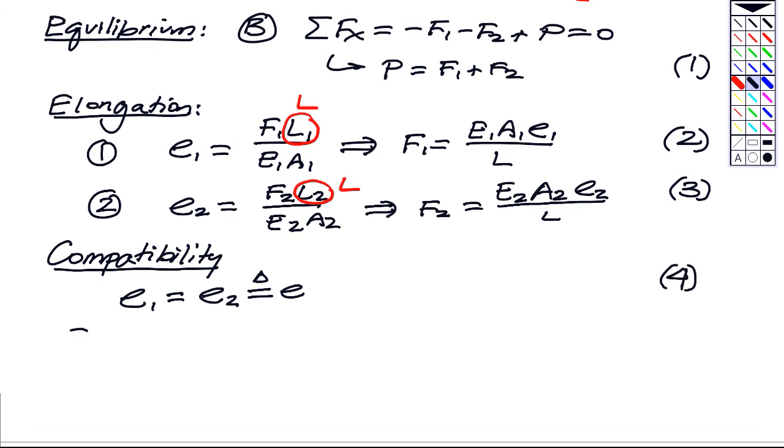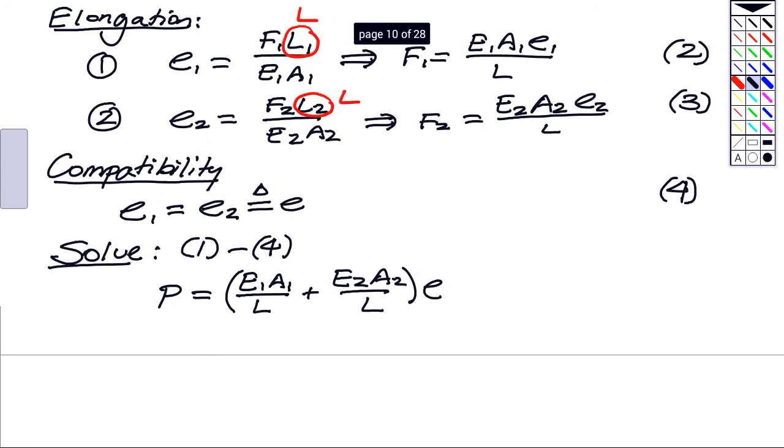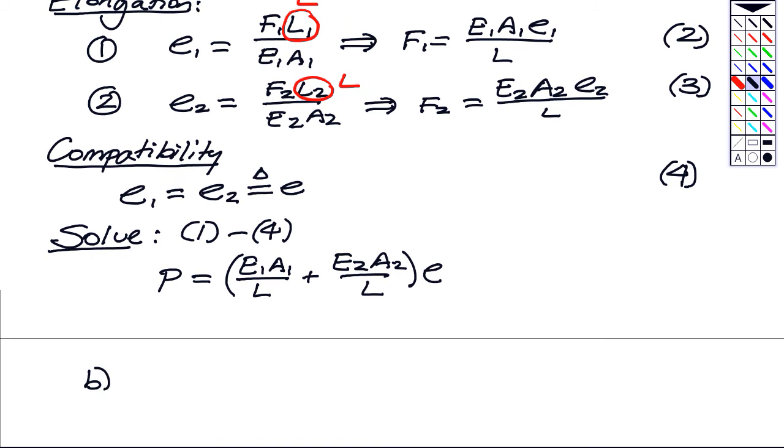So in solving, what I will do is take and combine equations 1 through 4. 1 through 4 says that P is equal to F1, which is E1 A1 divided by L times e, plus E2 A2 over L. Again, that's all times e, the overall elongation. So actually, I'm going to be able to solve for answer B first.